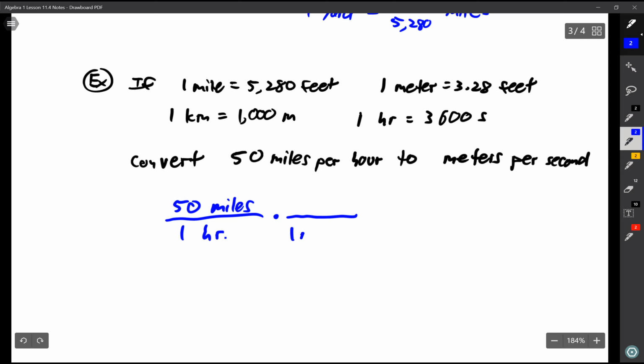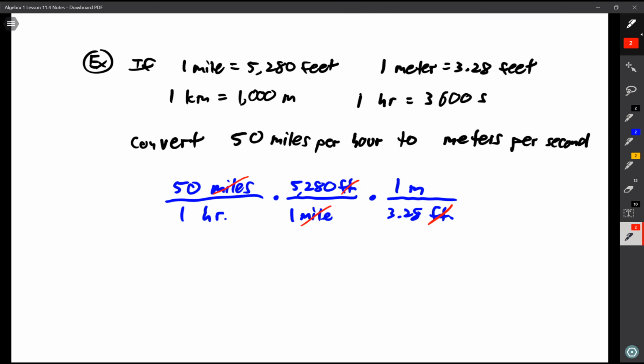So now I have feet on top. I want to get rid of feet, so I need to put feet on the bottom now. So I'm going to put 3.28 feet on the bottom, and that equals 1 meter. So now my feet and feet cancel. Now I have 50 times 5,280 times 1, all of that divided by 3.28, would be meters per hour. But I don't want meters per hour, I want meters per second.